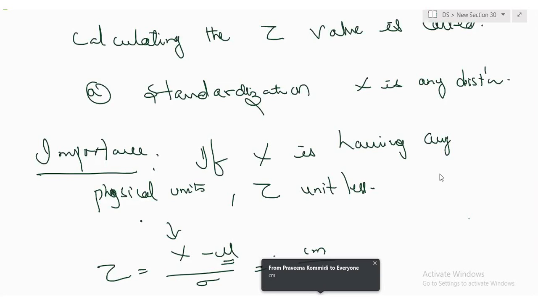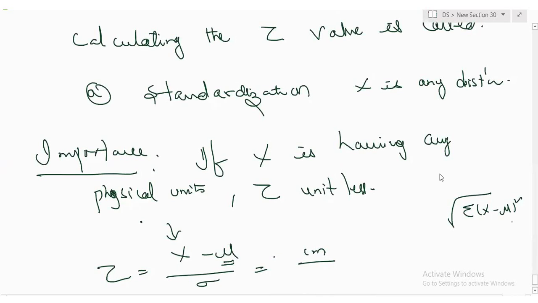Let us look at what the formula is: (X minus mu) whole square by n. X minus mu is a centimeter minus a centimeter. Centimeter square divided by some number. Root of centimeter square, again it is a centimeter when it comes out of the root.